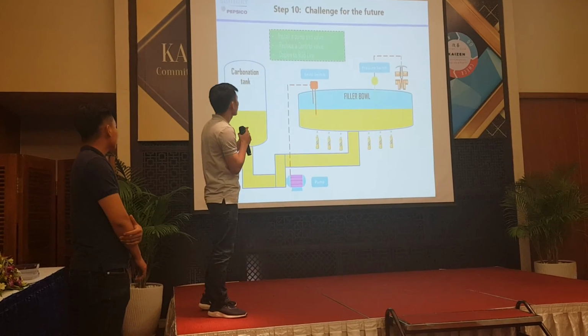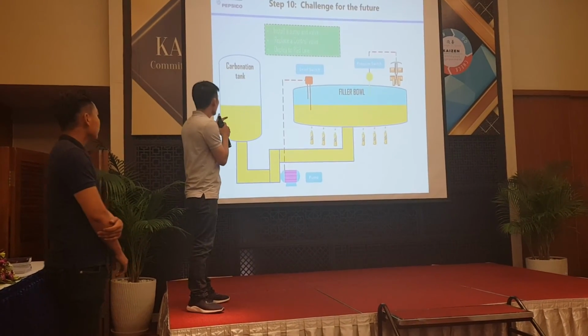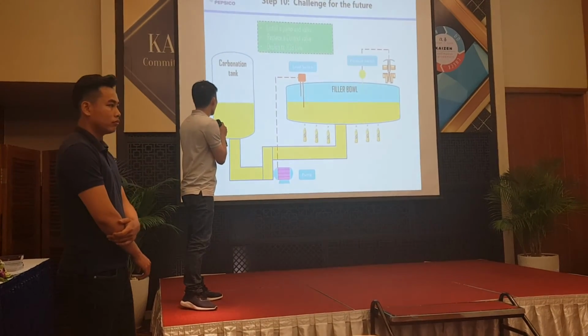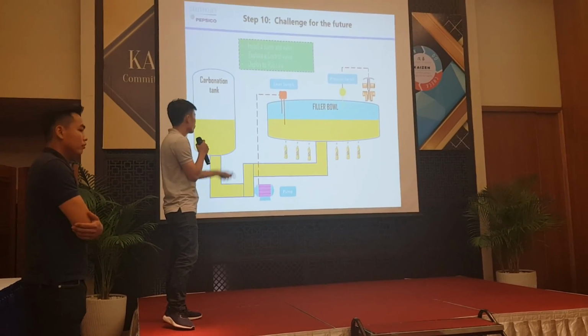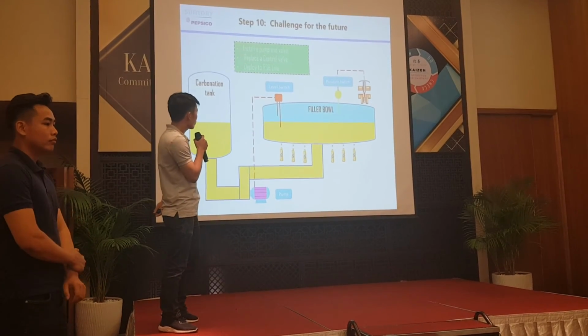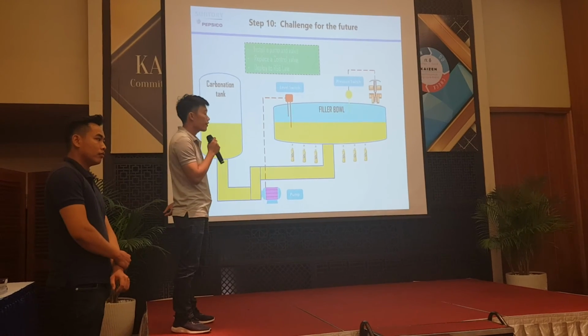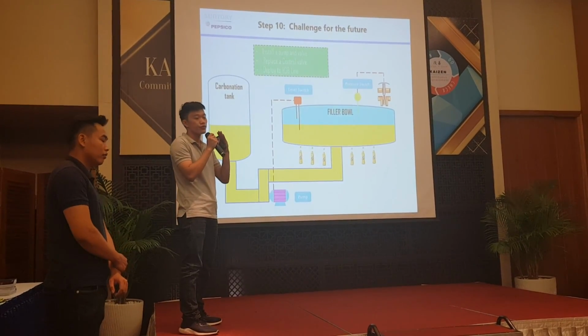The last one is the challenge for the near future. We want to install a new pump and a new level switch to control the cycle from the compression tank to the filler valve. And we also want to install a new pressure regulator to control the inlet valve. And then we want to deploy to the RGB line.